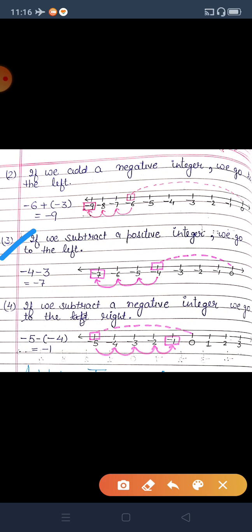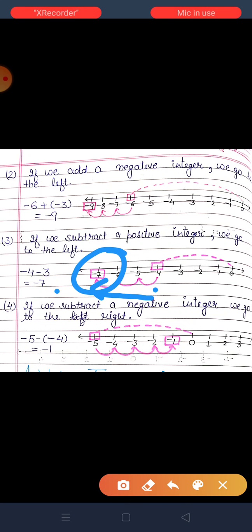Third case: if you have to subtract a positive integer, then it will become reverse. Whenever you have to add, you go to the right side for a positive integer and the left side for a negative integer. But whenever you have to subtract, for a positive integer you have to go to the left side of the number line. For example, here it is given minus 4 minus 3. So first of all you will go to minus 4, then a minus sign is there, so you will go 3 steps to the left side: minus 5, minus 6, minus 7. So we will reach minus 7. So the answer is minus 7.